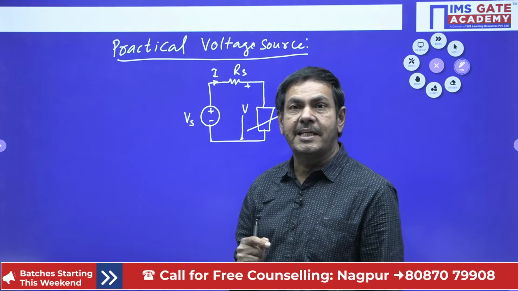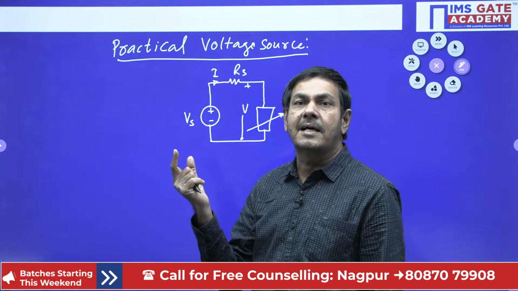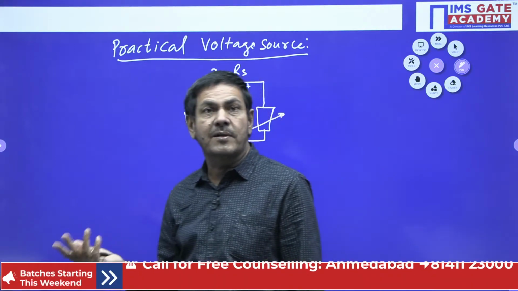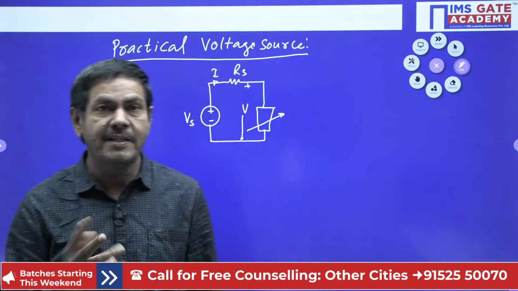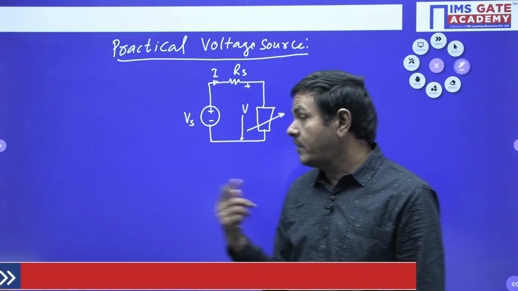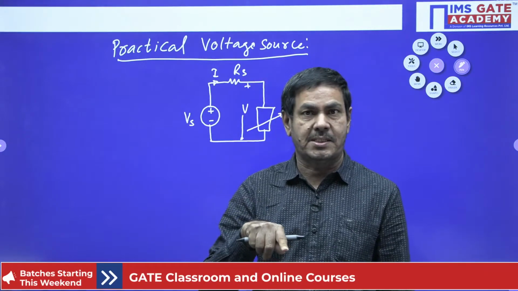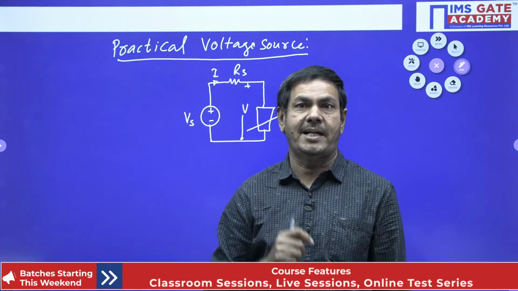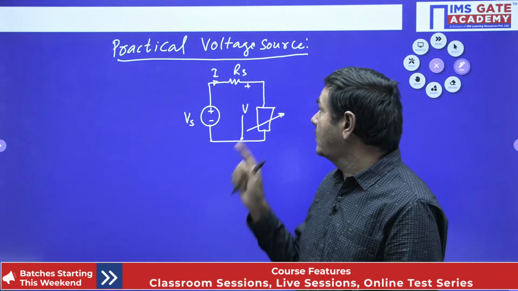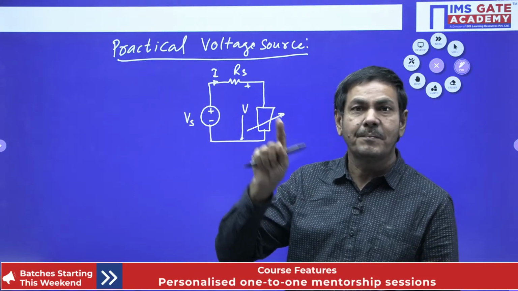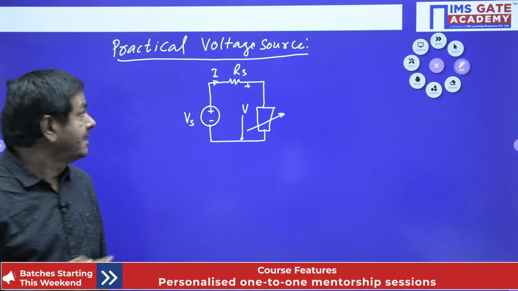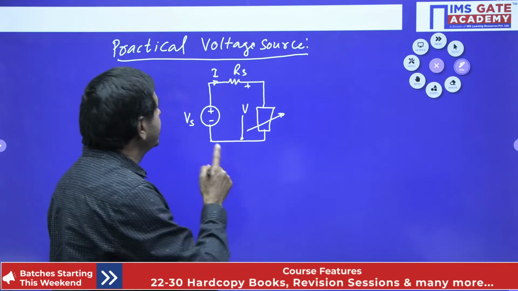But we should not say that Rs is to be connected in parallel. It's not accepted. If you are connecting the Rs parallel to the Vs, what is going to happen? Voltage across Rs and source will be the same. But as we are getting the load voltage less than the source, a series resistance is required. Then only some drop is possible across the Rs. That's why we need to connect Rs in series, not allowed in parallel. That point is very important. That's why the practical voltage source is drawn with Rs in series only.